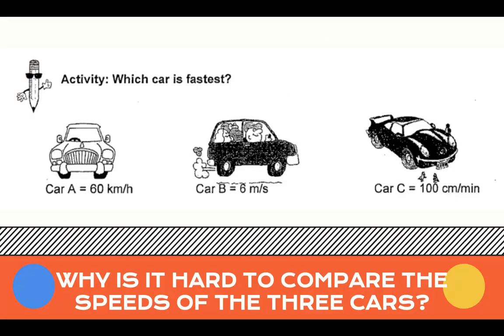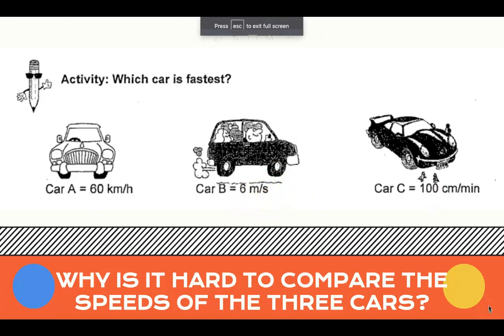It's also important for trying to relate things to each other. So if you've got these three cars, car A, car B, and car C, it's very difficult to actually determine which one's going fastest because one's going 60 kilometers per hour, one's going 6 meters per second, another one's going 100 centimeters per minute. So by looking at it at face value, it's kind of difficult to figure out which one's going the fastest. So let's come back to this once we know how to convert these into the same unit, and let's do the SI unit of meters per second.